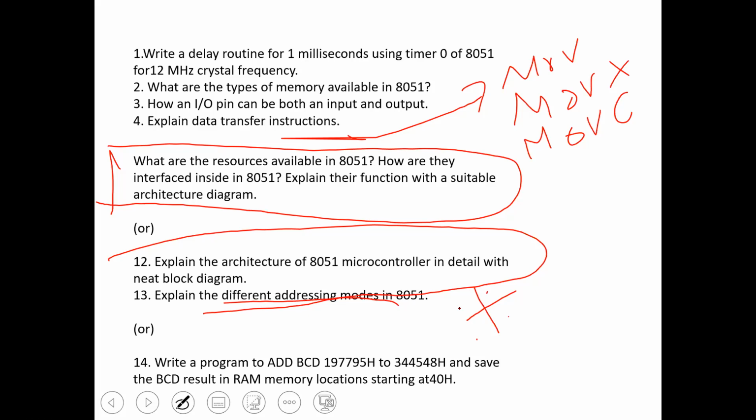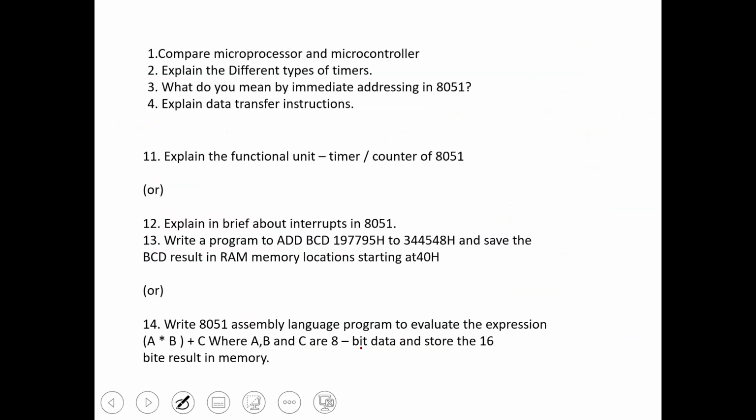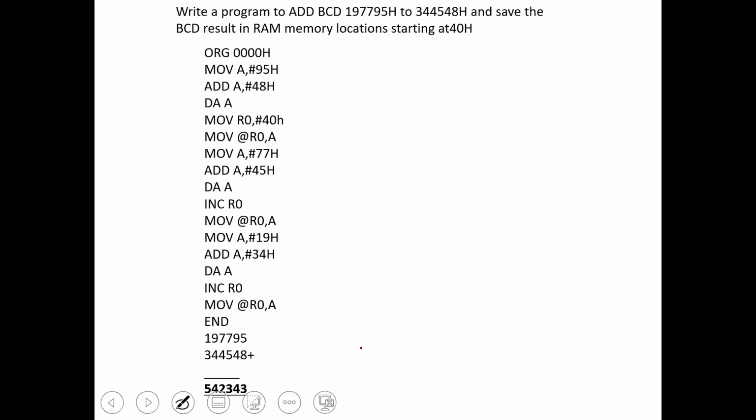Now you see: add two BCD numbers and save the BCD result in RAM location starting at 40. We will see this program. I'm going to add two data. Now you tell me how many bits the data is.